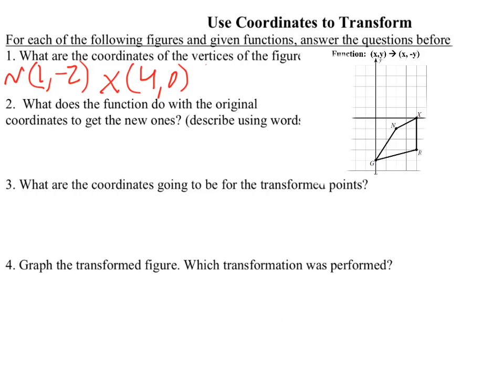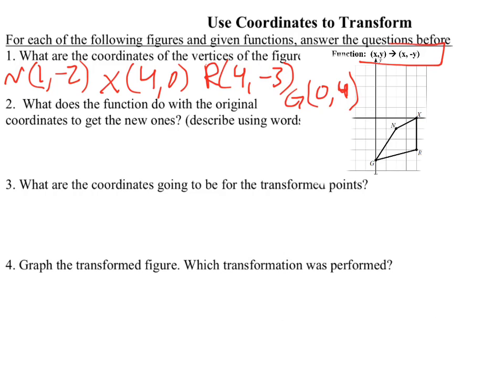And then G coordinate, let's not go, let's do R's. R is at 4, negative 3. And then G is going to be at 0, 4. So make sure you list all those down.